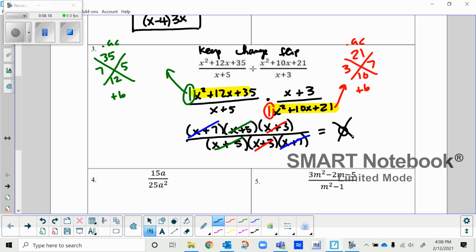We have 1 left, because when you divide the x plus 7 divided by x plus 7, really that's something divided by itself, so that's 1. And the x plus 5 divided by x plus 5 is also 1. And x plus 3 divided by x plus 3 is 1. And we're multiplying all those 1s together. So 1 times 1 times 1 is 1.